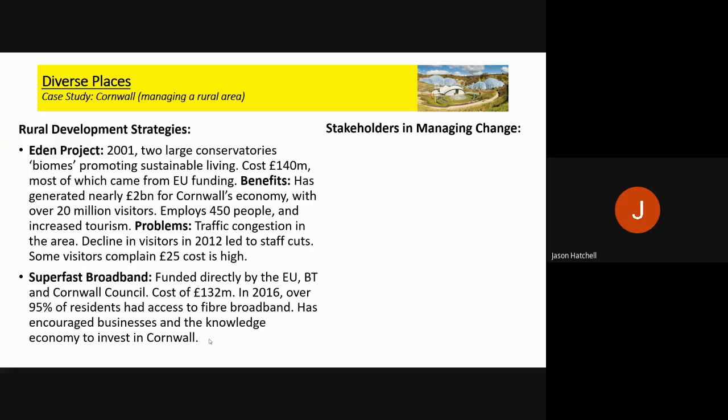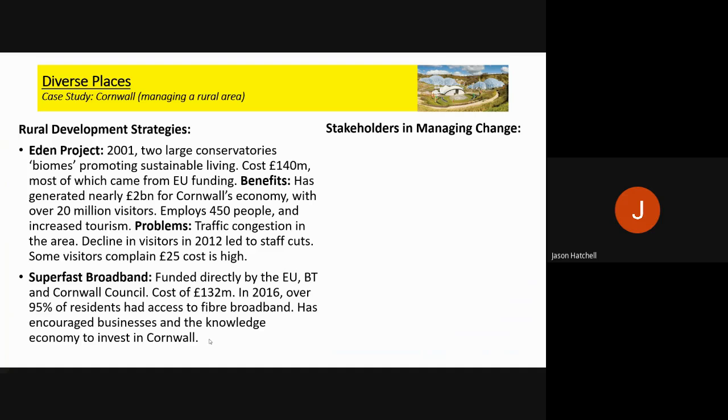Another rural development strategy, and I mentioned this one earlier too, is superfast broadband. So Cornwall was one of the first places in the UK to receive superfast broadband, and it was funded directly by the EU, British Telecoms or BT, and also the Cornwall District Council. It cost 132 million. In 2016, over 95% of the residents had access to superfast fibre broadband. And this has encouraged businesses and the knowledge economy, where all of the wealth is created, to invest in Cornwall as well.